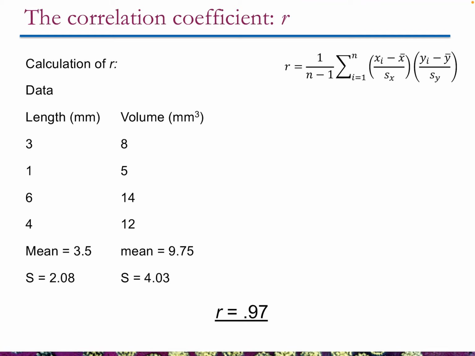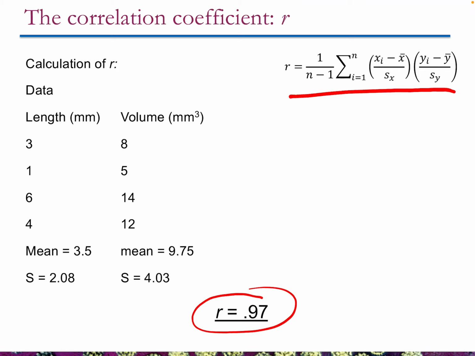Okay, so here we have length of 3, 1, 6, and 4 millimeters, and volume of 8, 5, 14, and 12 cubic millimeters. Our mean here is 3.5, mean of 9.75. Standard deviation of 2.08, standard deviation here of 4.03. When you plug this into Minitab and tell it to calculate the correlation, or you do it by hand using the formula, this is the value of R that you get.